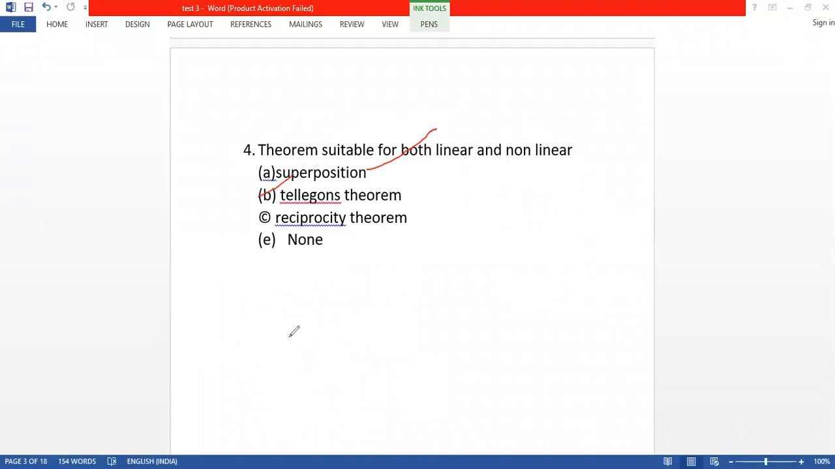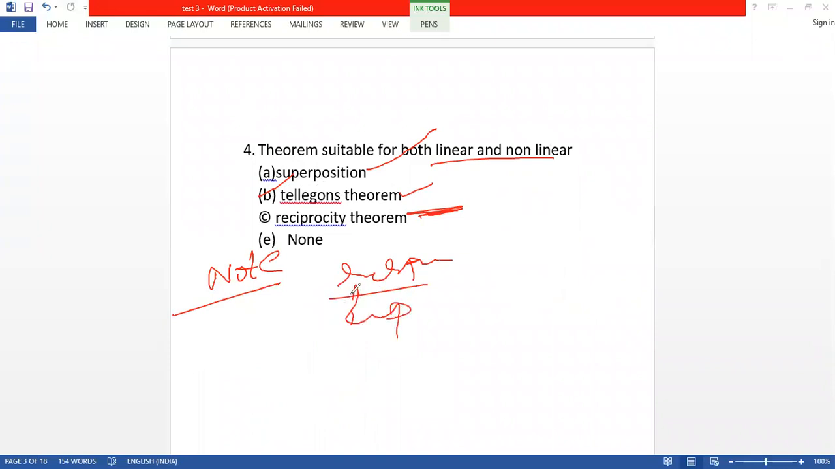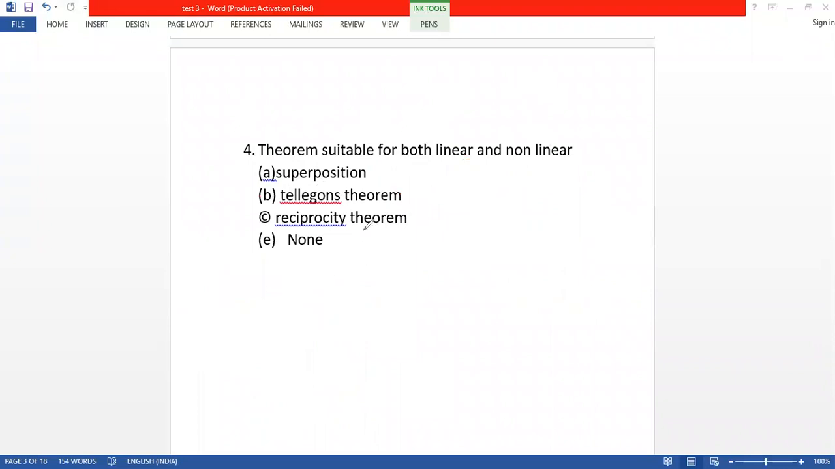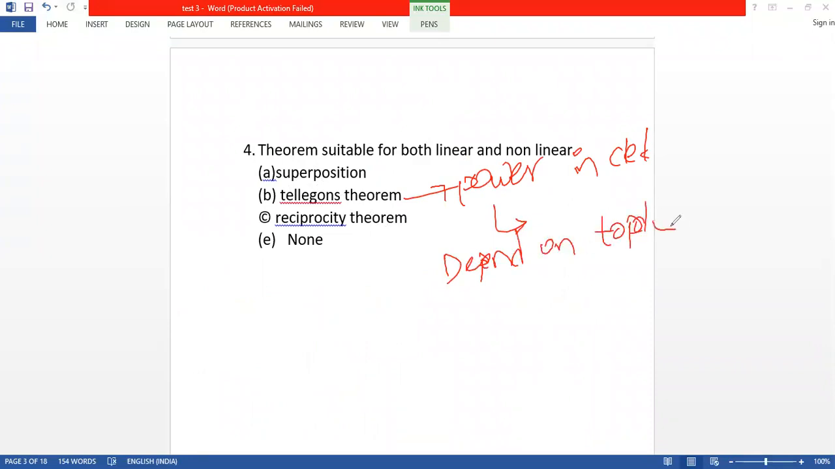The only theorem applicable for both linear and non-linear circuits is Tellegen's theorem. And one note here, the only theorem which should have only one source is the reciprocity theorem, meaning the response to the input is constant if you interchange the source and load. This is told by the reciprocity theorem. But you must observe one point. What is the purpose of Tellegen's theorem? It is used to find power in the circuit. But note, it depends upon what? It depends upon topology. Hope you understand this point.